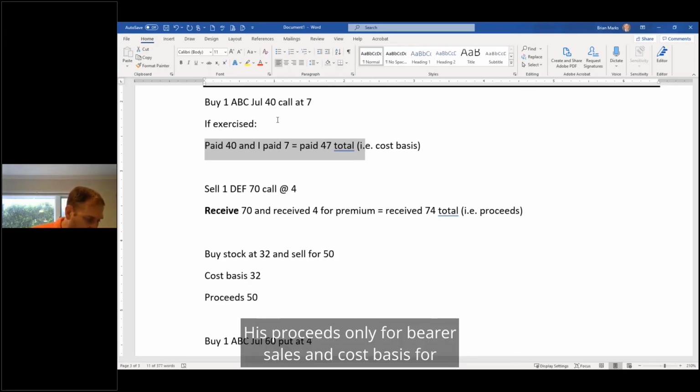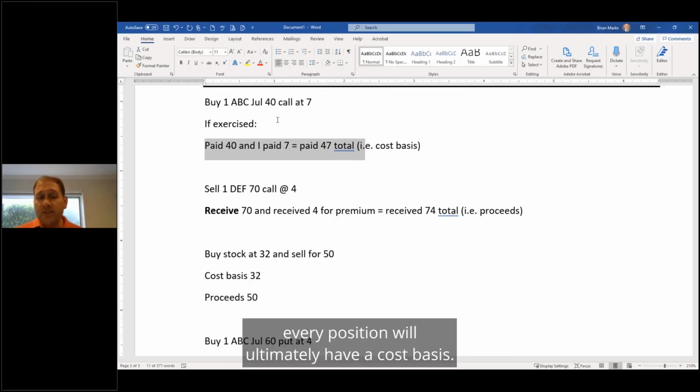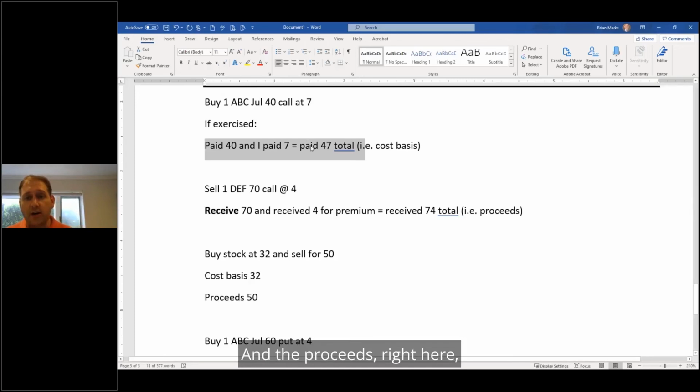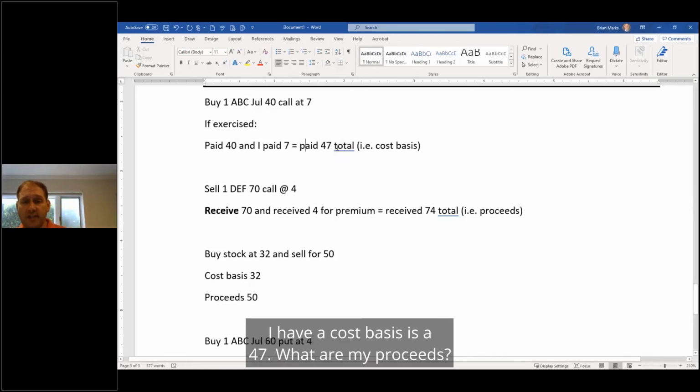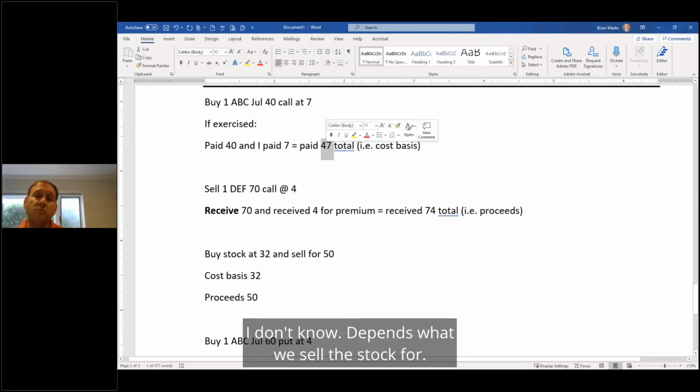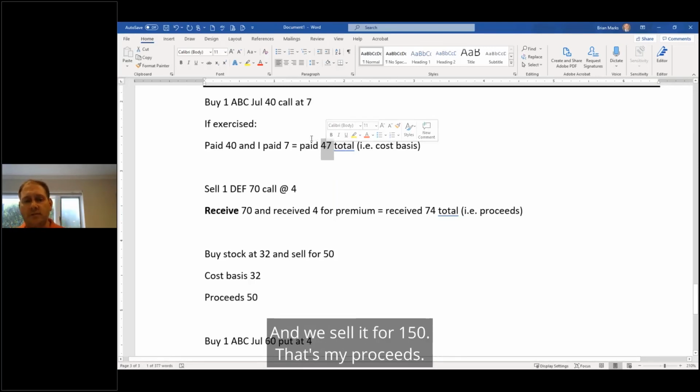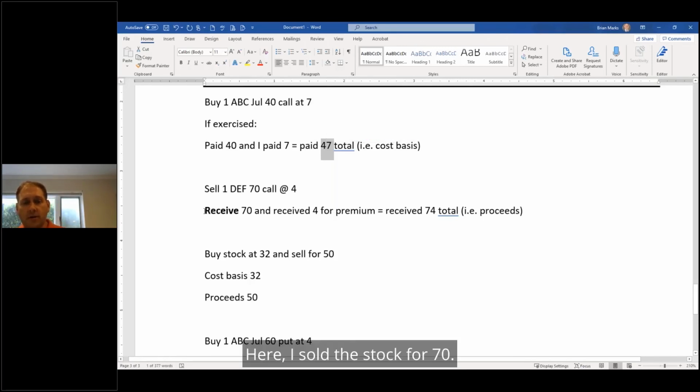Is proceeds only for bearish sales and cost basis for bullish purchases? No. Every position will ultimately have a cost basis and a proceeds. Right in here, I have a cost basis of 47. What are my proceeds? I don't know. It depends what we sell the stock for. Let's say 3 years from now, the stock triples and we sell it for 150. That's my proceeds. Here, I sold the stock for 70.